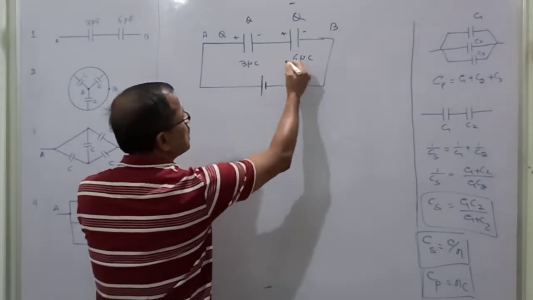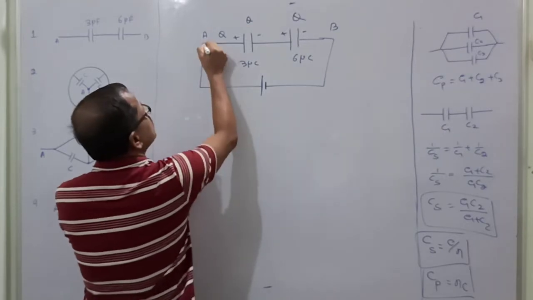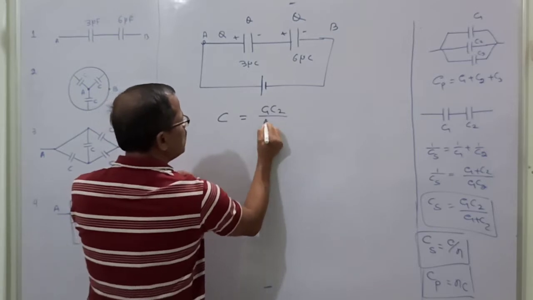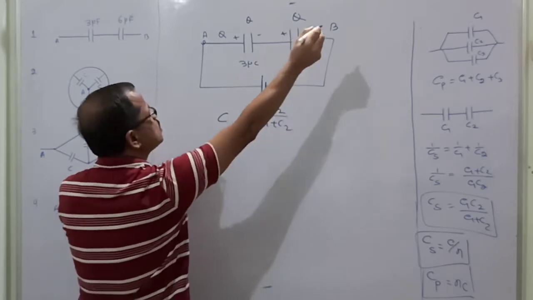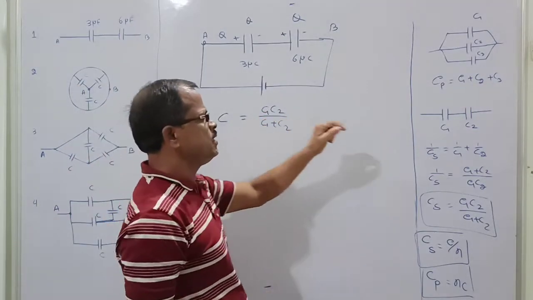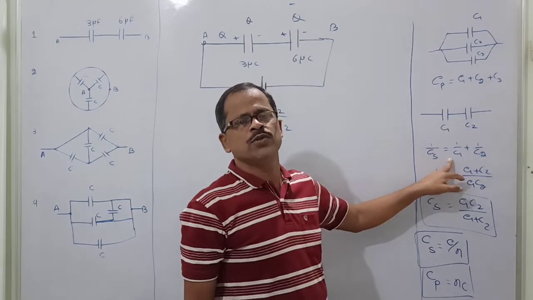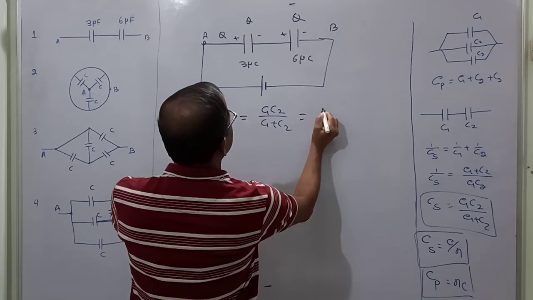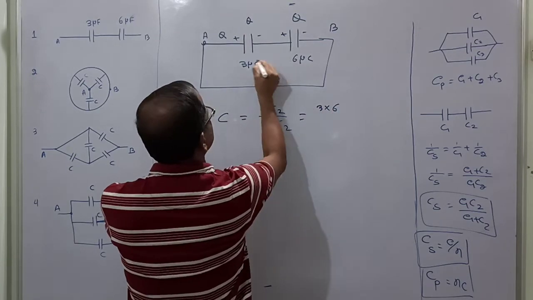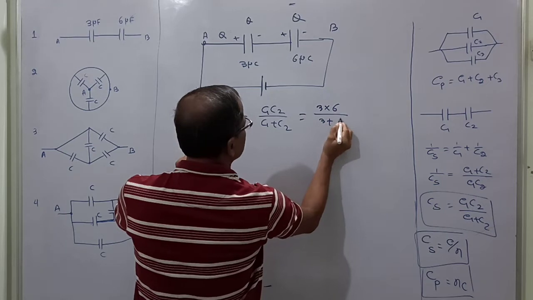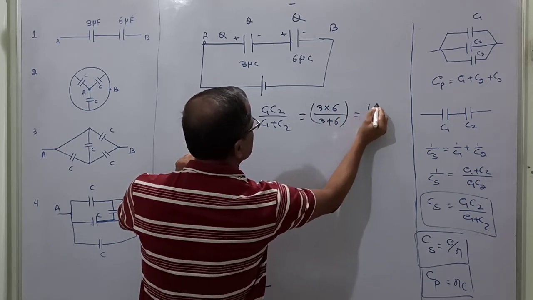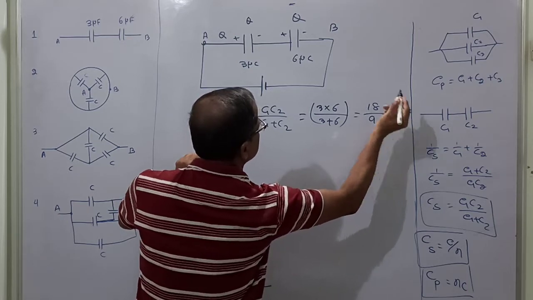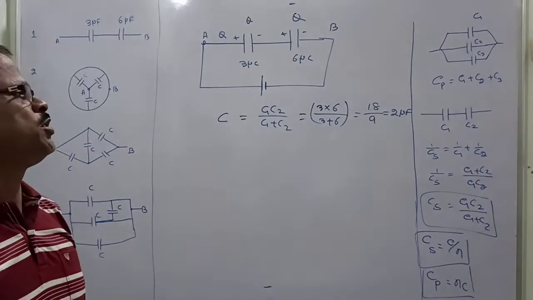So here, according to the formula, what is the net capacitance between the points A and B? The net capacitance is equal to C1 C2 by C1 plus C2. If two capacitors are there, always use this formula. Otherwise, the series connection formula is 1 by C equal to 1 by C1 plus 1 by C2 plus 1 by C3 and so on. So here the net capacitance is equal to 3 into 6 divided by 3 plus 6, that is 18 divided by 9, equal to 2 microfarad. So the capacitance for the first problem is 2 microfarad.